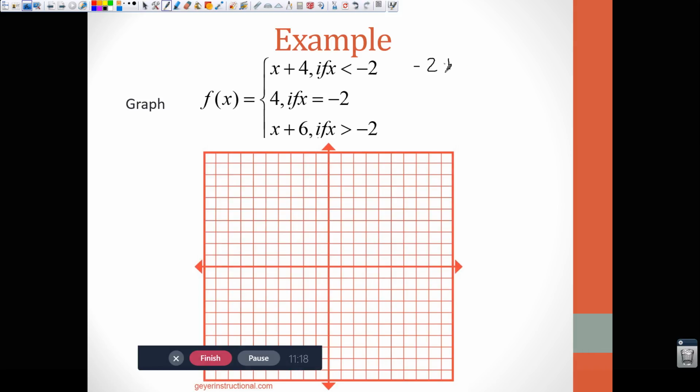So -2 plus 4 equals 2. Okay, this is the same as a point. If x is -2, my f of x is 4. So -2, 4. If this was less than or equal to, it would be a straight line. Okay, x plus 6, so let's substitute that in. -2 plus 6, which is also 4. Okay, so let's plot these points.